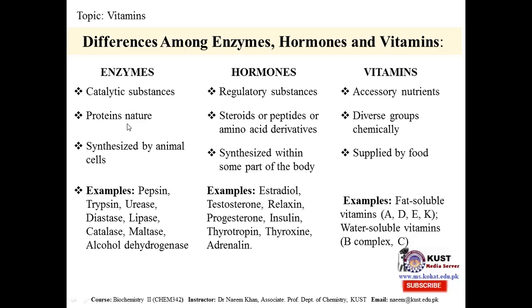Enzymes are proteinous in nature. Hormones may be protein, steroid, or amino acid derivatives. You cannot specify, but they belong to these three classes. And vitamins are chemically diverse. You cannot assign a specific class. Enzymes catalyze reactions. Hormones do not catalyze but regulate. But vitamins are necessary for maintaining metabolism, nutrition, and health. Enzymes are synthesized by the human body, the same as hormones. But vitamins must be supplied by food.